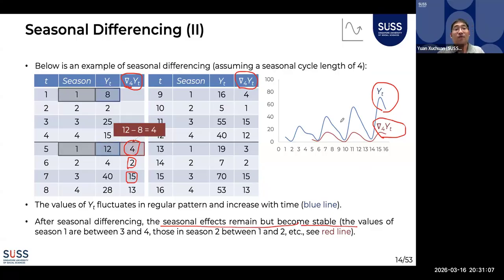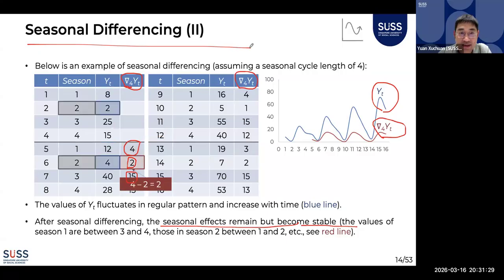The thing is, for the seasonal difference, you need to ensure that there are clear seasonal cycles in your data, and you know the length of your seasonal cycles. Then you can do this seasonal difference to remove the variability of the seasonal effect.